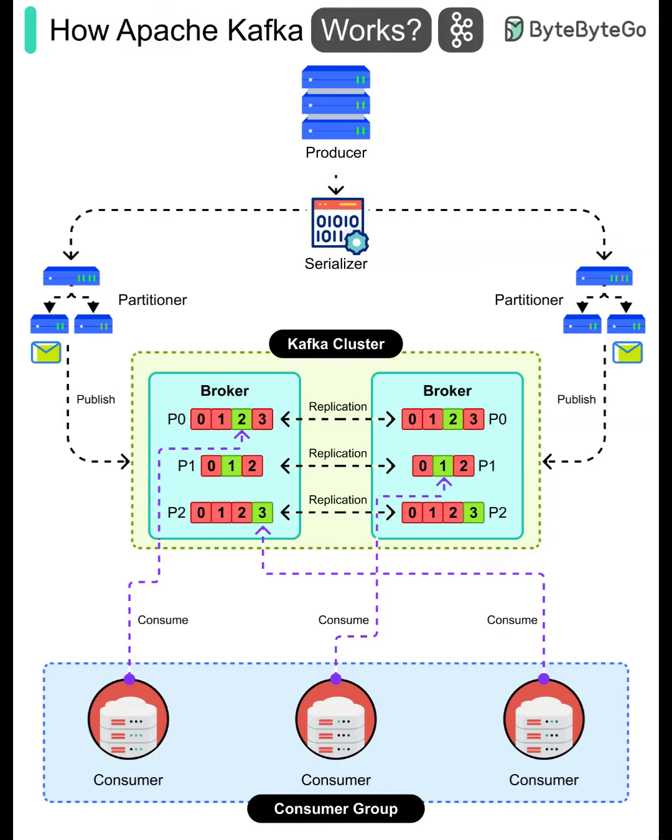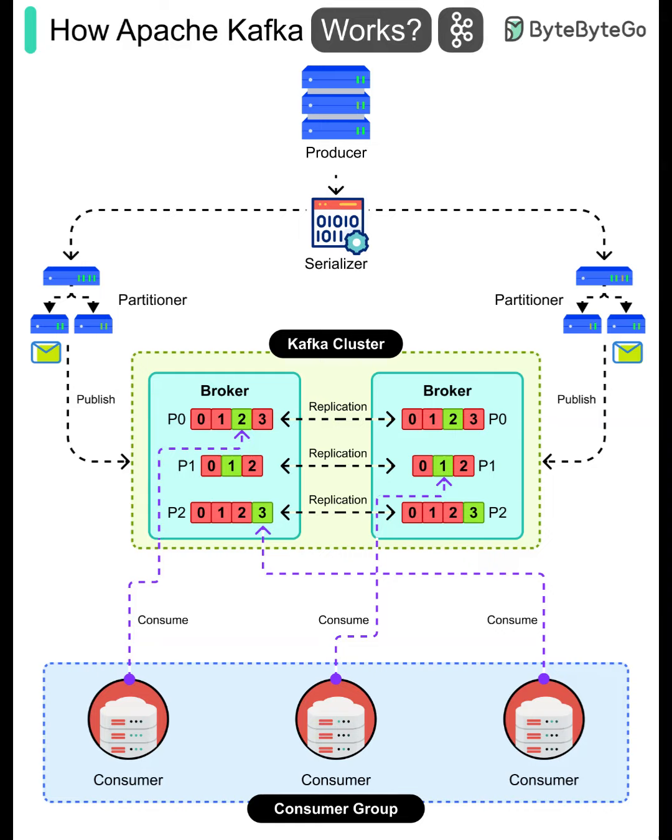Next up is the partitioner. This logic decides to which partition each piece of data should go, spreading traffic across the Kafka cluster for scalability and fault tolerance. Speaking of clusters, at the heart of Kafka is the Kafka cluster, made up of multiple brokers. Each broker manages several partitions such as P0, P1, and P2. When a message comes in, it's published to one specific partition on a broker.